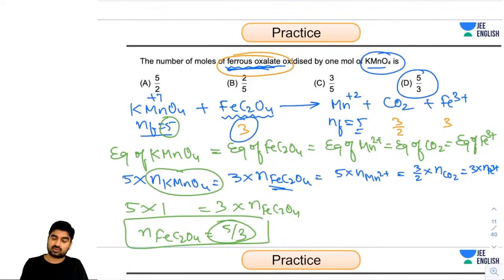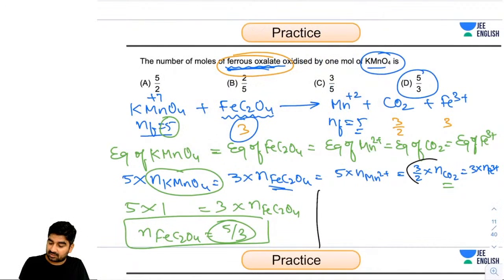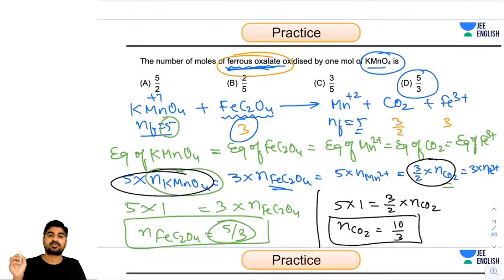These are moles of FeC2O4. Similarly, if somebody asks you to calculate moles of CO2, how will you do this? In that case, you will equate this and this. 5 into 1 is equal to 3 by 2 into mole of CO2. So, mole of CO2 will be 10 by 3. Now this is done. Any doubt, guys? Tell me.